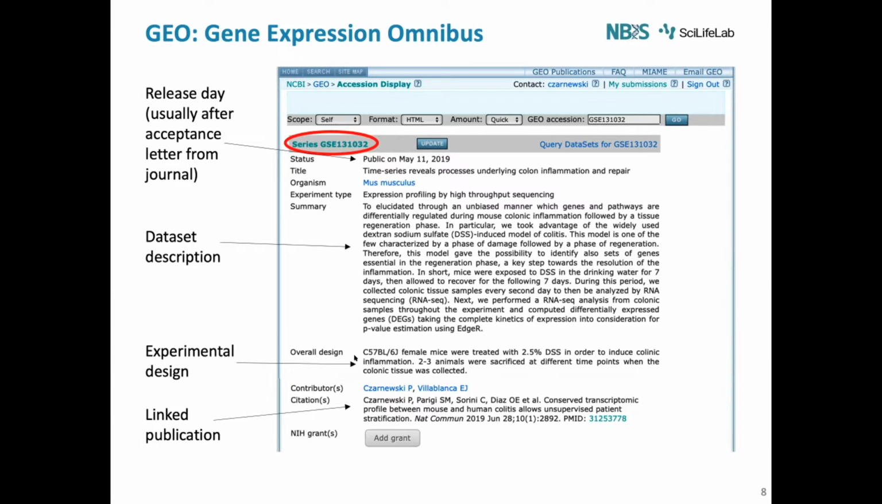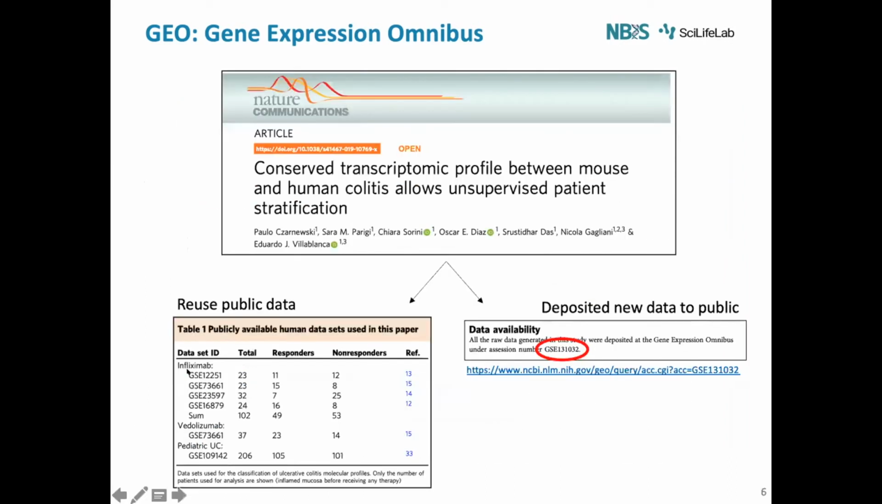So the experimental design: the mice were treated with DSS, which induced colonic inflammation. Two to three animals were sacrificed at different time points when the colonic tissue was collected. So we know which tissue it comes from, for example, and other more details about the experiment. So we know who deposited. We know there's a publication linked to this one. So always when you use this data set, you mention it, you cite it in your paper, just like I mentioned in here. So you have the different data sets. Here I'm just showing relevant information that I used from them. And then here I'm referencing those data sets.